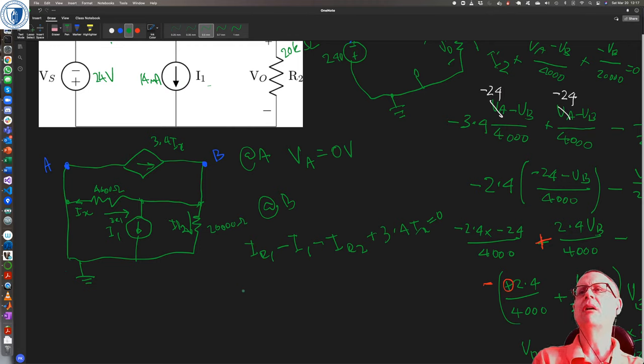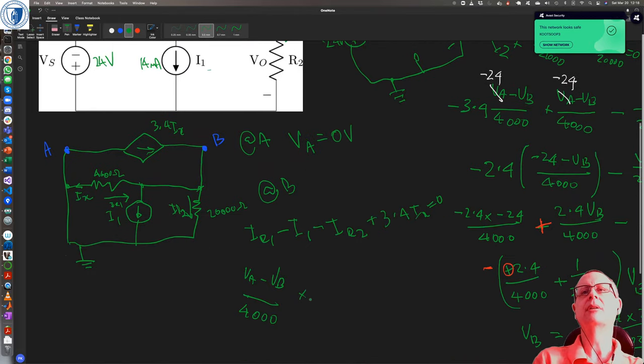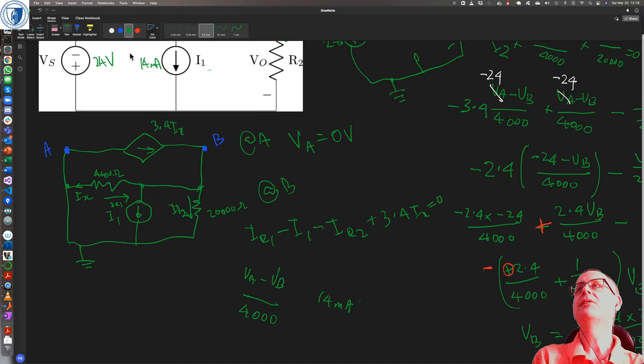Okay, so IR1 is VA minus VB on 4,000, just like it was before. I1 is, what did we say I1 was? 14 milliamps. Right, there's I1. IR2, the direction we've drawn it, is just... I think it is minus 14 milliamps. Oh, you're right, thank you. I think I've said before, the biggest problem that most people come across, including me in this course, is getting the signs right. You're right. So I did write it correctly here, but I didn't write it down correctly. So it's minus 14 milliamps.